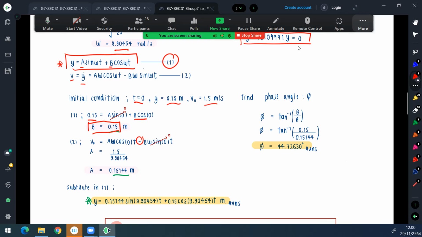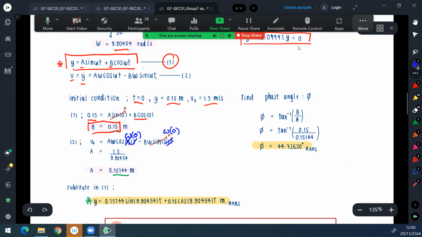From this term, we substitute time equal to 0 also. I found a mistake for this group. The mathematical term may be something like this: the 0 is not over here. This is omega. Omega is not 0, but 0 is t. T becomes 0. It should be omega there instead. Please correct it before sharing.